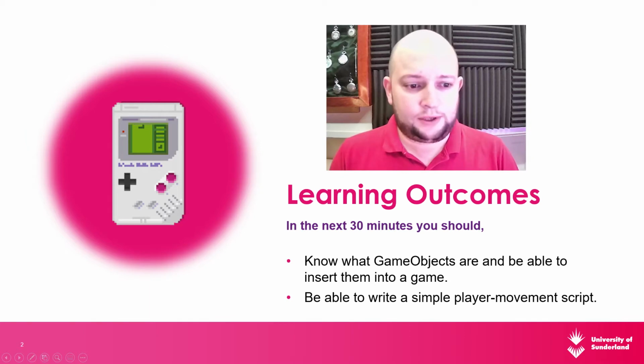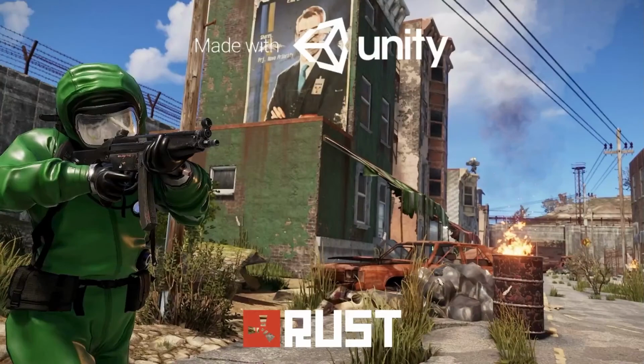So in today's episode, I would like to get you to know what game objects are, and be able to insert them into a game, and to code one of them as a player to move them around. This will get you started. We'll be using the Unity game engine. It's free to download. It's free for students as well if you've got a student email address.